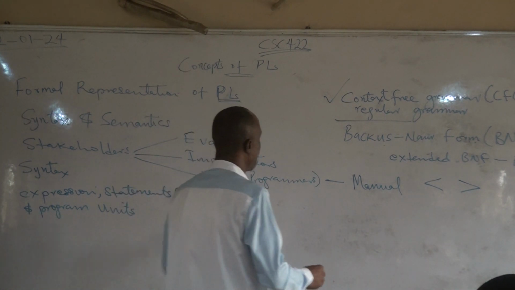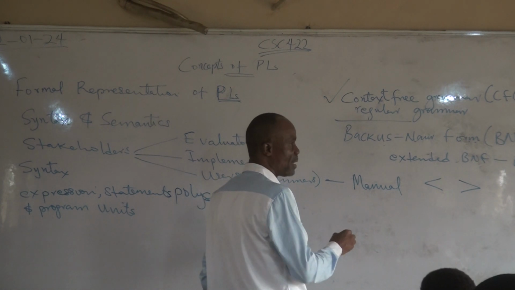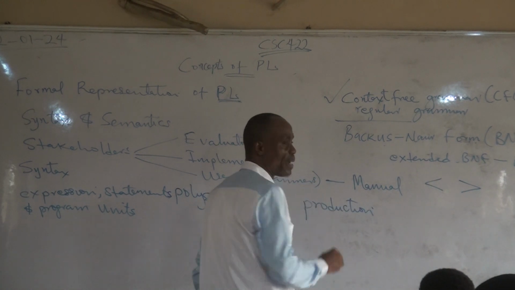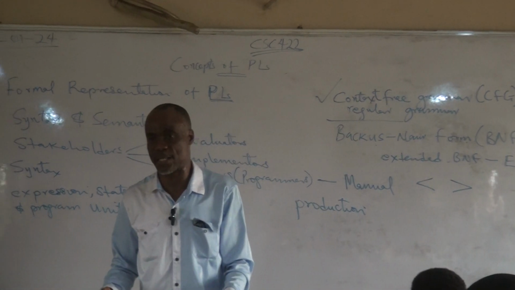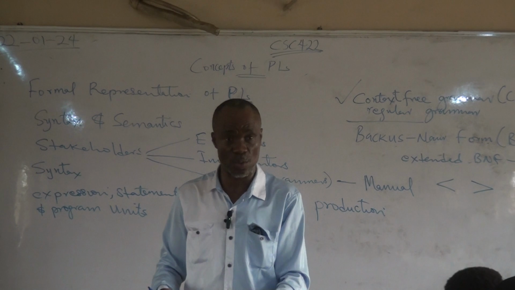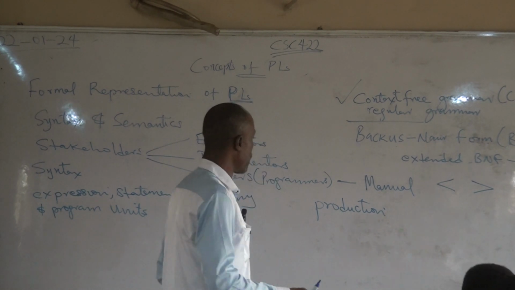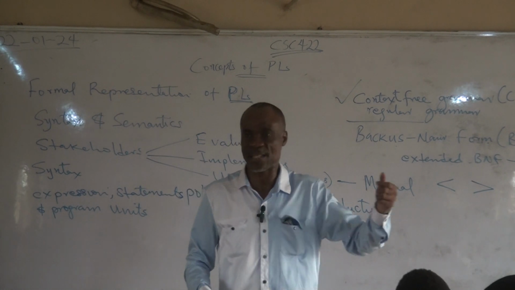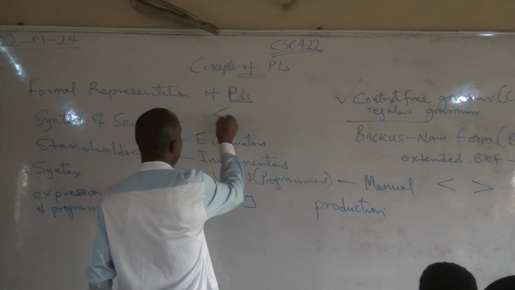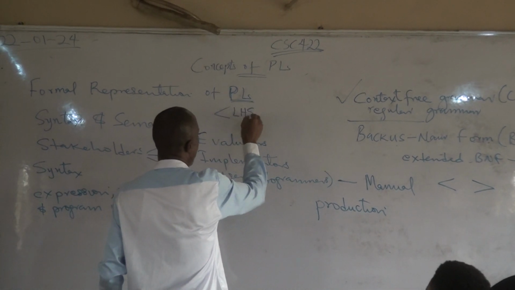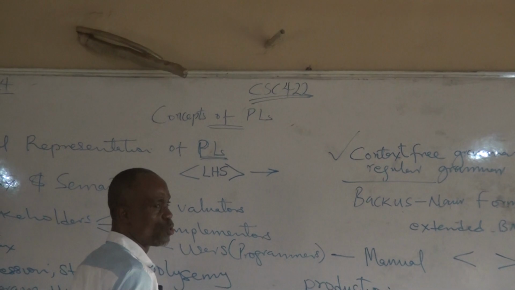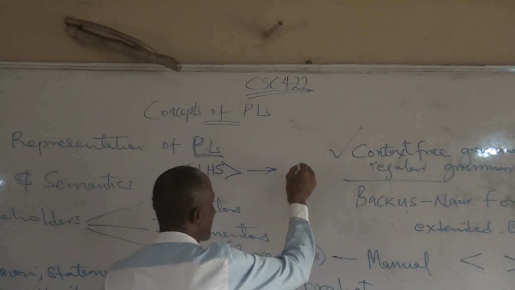Generally, formal representation says that a grammar is a collection. You were told that a grammar is a 4-tuple, but one of the most important characteristics of a grammar is the production rule, where a production has the left hand side and the right hand side. Backus-Naur form says that the left hand side will always be reduced to the right hand side.